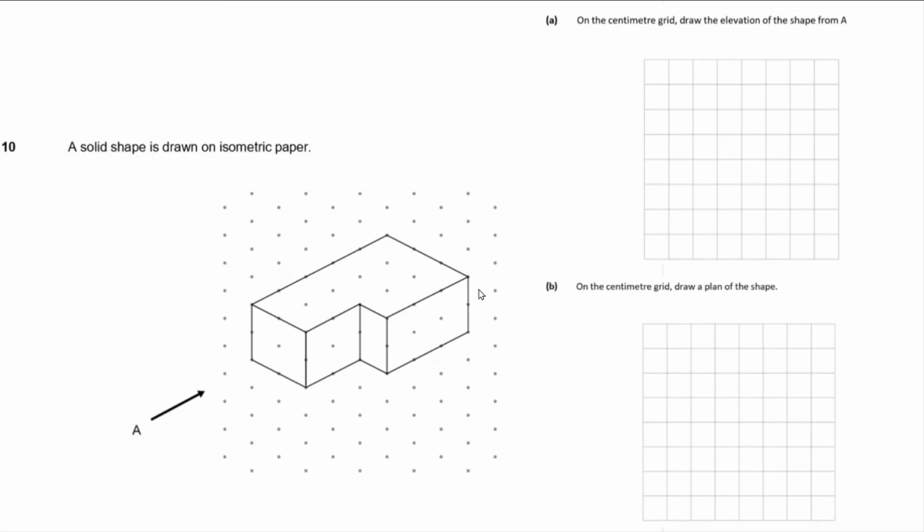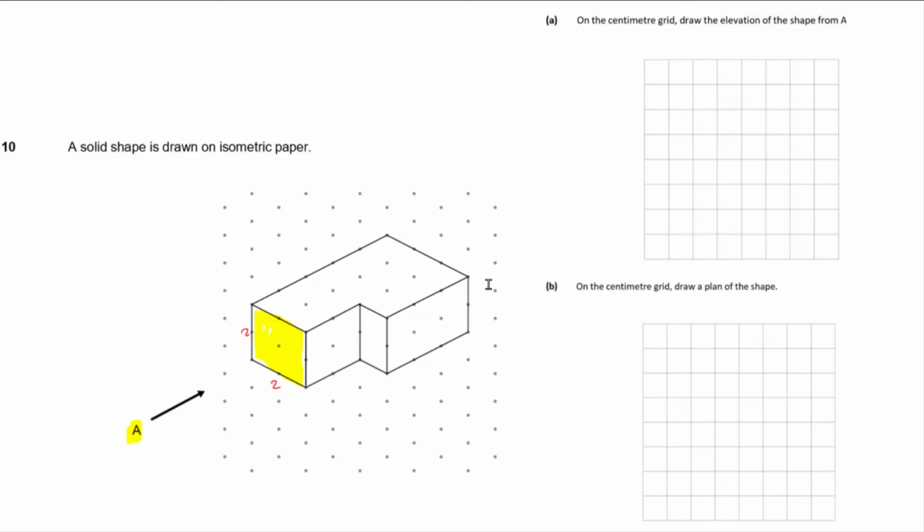Question 10. A solid shape is drawn on isometric paper. There it is. And part A says, on the centimeter grid, draw the elevation of the shape from A. Okay, well, if you're standing at the point A, what are you going to see? If I'm standing over here, I'm going to see this face, aren't I? Right in front of me. And that face is a 2 by 2 rectangle.